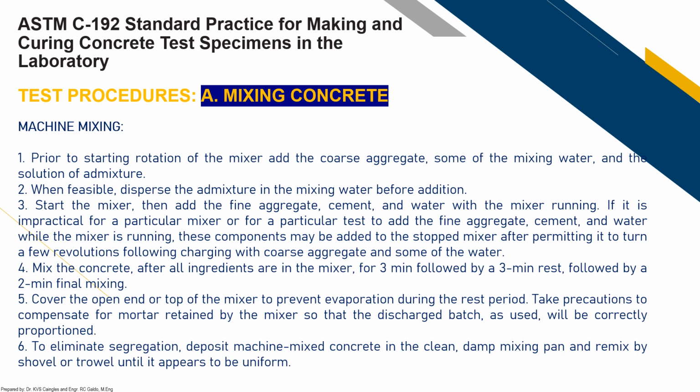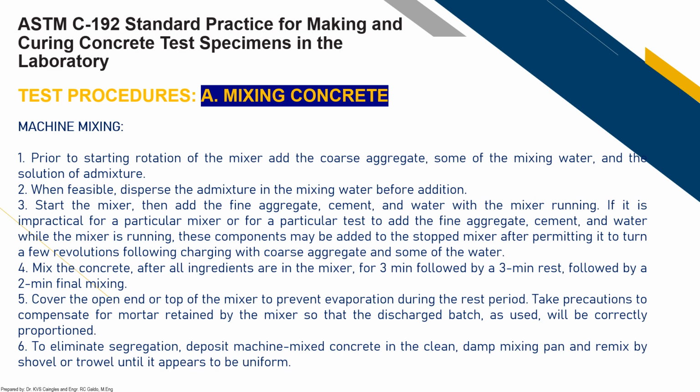Now for the machine mixing, first, prior to starting rotation of the mixer, add the coarse aggregate, some of the mixing water and the solution of admixture. When feasible, disperse the admixture in the mixing water before addition. Now you start the mixer, then add the fine aggregate, cement and water with the mixer running. If it is impractical for a particular mixer or for a particular test to add the fine aggregate, cement and water while the mixer is running, these components may be added to the stopped mixer after permitting it to turn a few revolutions following charging with coarse aggregates and some of the water.